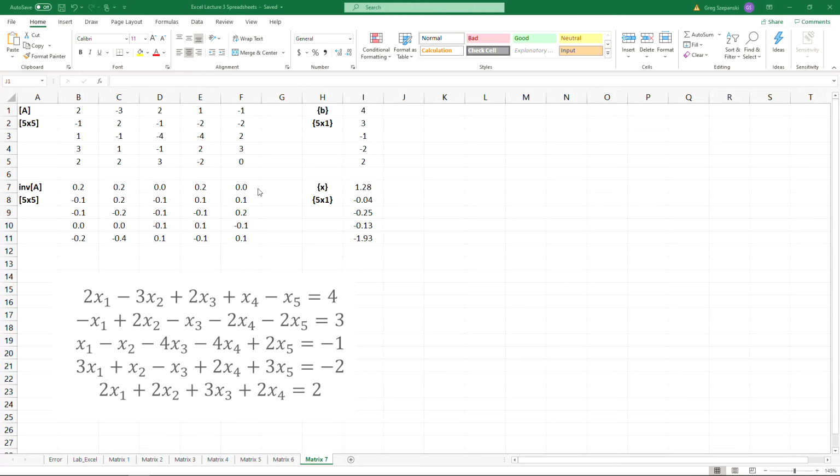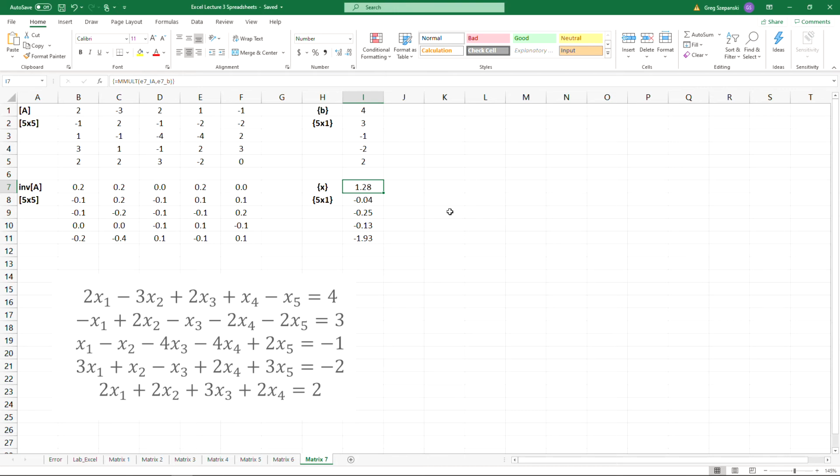Then I do some matrix multiplication. So you notice over here, these are the results for my x1, x2, x3, and x4. These are the possible values. So I multiplied my inverted A by the constants, and that gave me the solution.